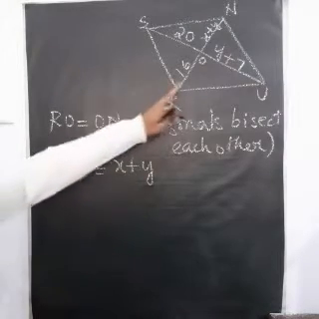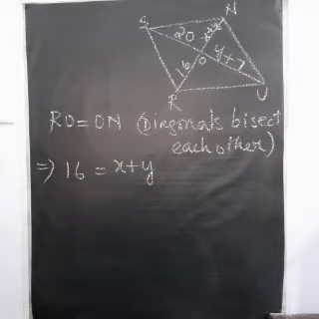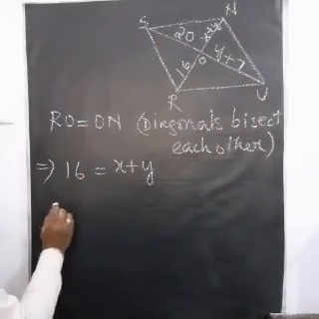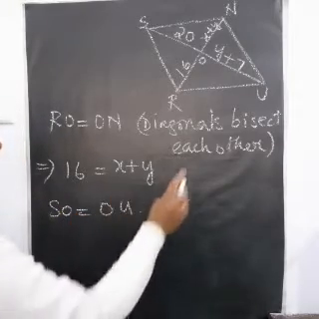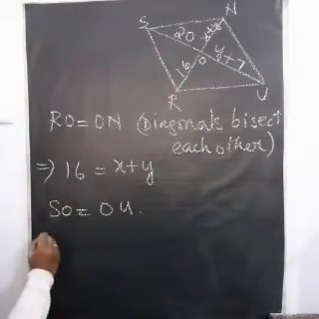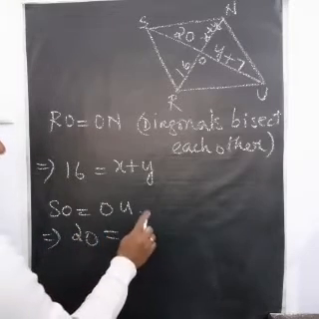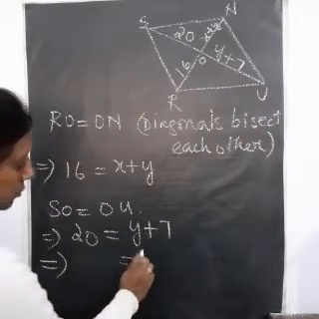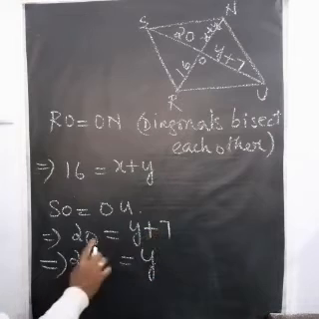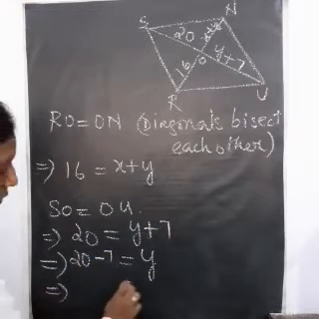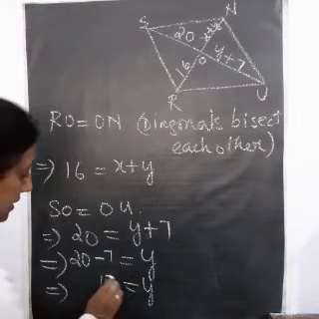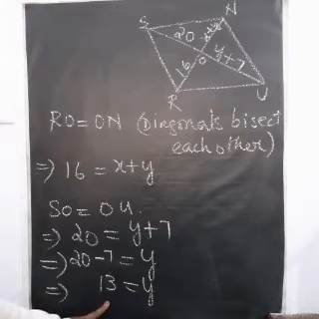Now we have two things to find out. So first we'll find y from the other equation, and substitute in this. What is the other thing that is there? That is, you have SO equal to OU. Why? Because the diagonals bisect each other. Now SO is 20, equal to OU, which is y plus 7. So 20 equals y plus 7. Bring 7 this side, minus 7. You get y is equal to 13.